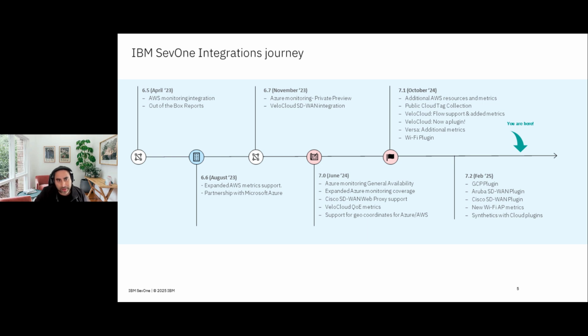Our integrations journey continues to evolve, right? Like I spoke about, we introduced not just AWS, Azure, and GCP, but we've made several enhancements to our SD-WAN offerings. We introduced VeloCloud SD-WAN in 6.7, and in the most recent release in 7.2, we've introduced two new SD-WAN plugins. One is for Aruba Edge Connect, which was formerly known as Silver Peak, and we've also pluginized our Cisco SD-WAN, the Viptela plugin. I'll talk through all of the improvements in the next few slides.